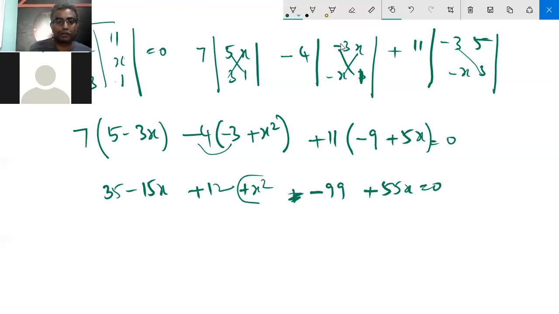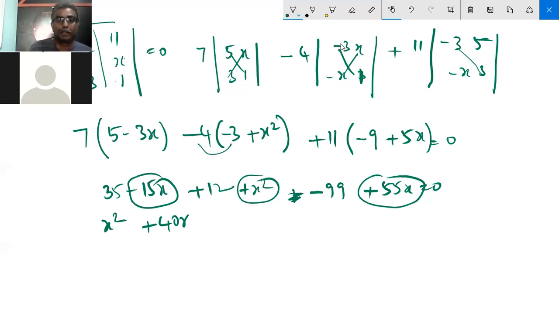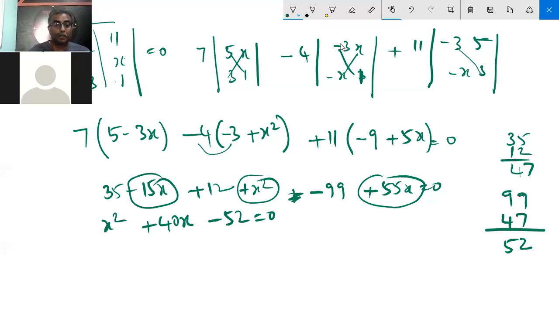This is x squared. So x squared, then plus 55x minus 15x, that is plus 40x. Then 35 plus 12 is 47. 99 minus 47 is 52. Minus 52 is equal to 0. This is what you have to do. Minus 15x plus x squared.